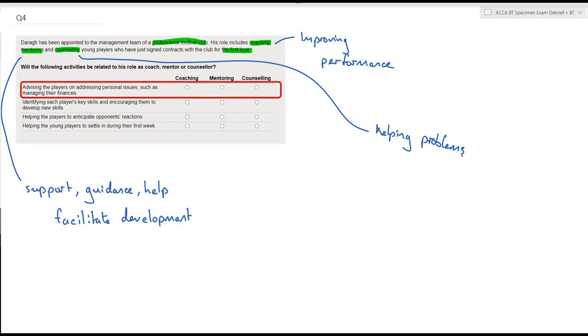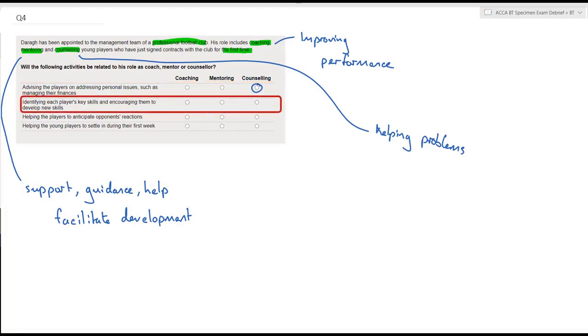Let's take the first one, advising players on addressing personal issues such as managing their finances. Well, I think that mainly looks at identifying possible problems and then helping deal with those problems. I don't think it's about improving the specific performance of a footballer, or maybe around their learning and development. So I think counselling works best for the first one.